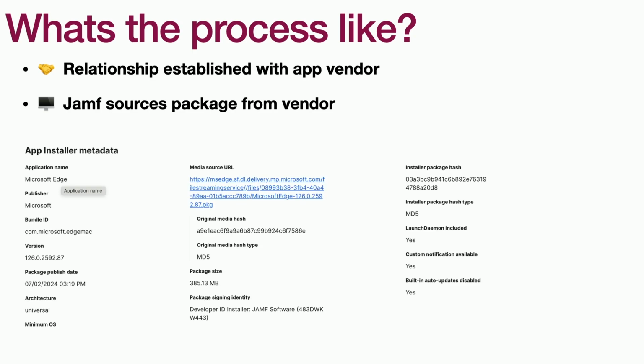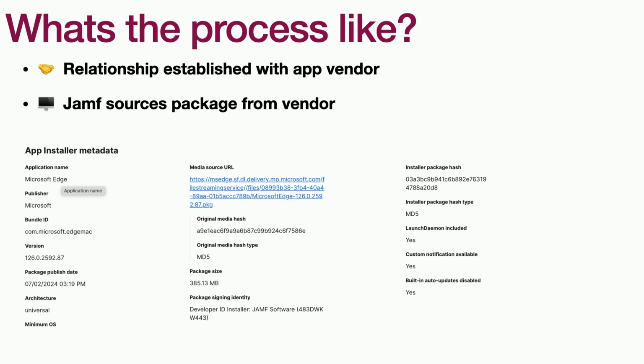So when an application becomes available in the app catalog, what you're going to see up here is the app installer metadata. I have an example here for Microsoft Edge, but you could see who published the app, what the bundle ID is, what version it is. In this case, as of this morning when I did the screenshot, Edge was last published on July 2nd.